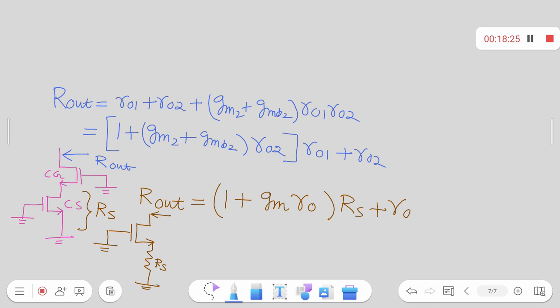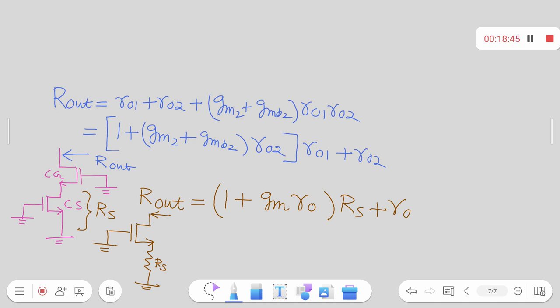If I don't have RS, what was that? Simply Ro. If RS is 0, that means if source is connected to ground, the expression was simply Ro. And if I incorporate this RS, then the expression was 1 plus gmro times RS plus Ro. Now that was the common source stage with degeneration.